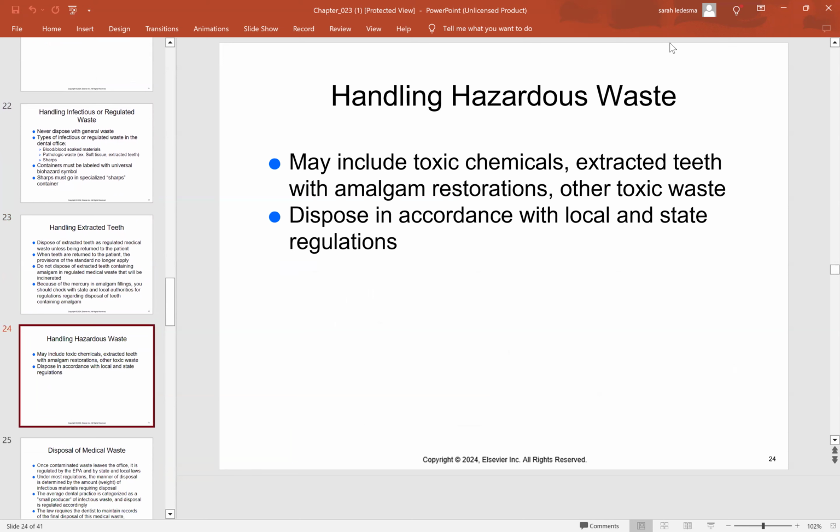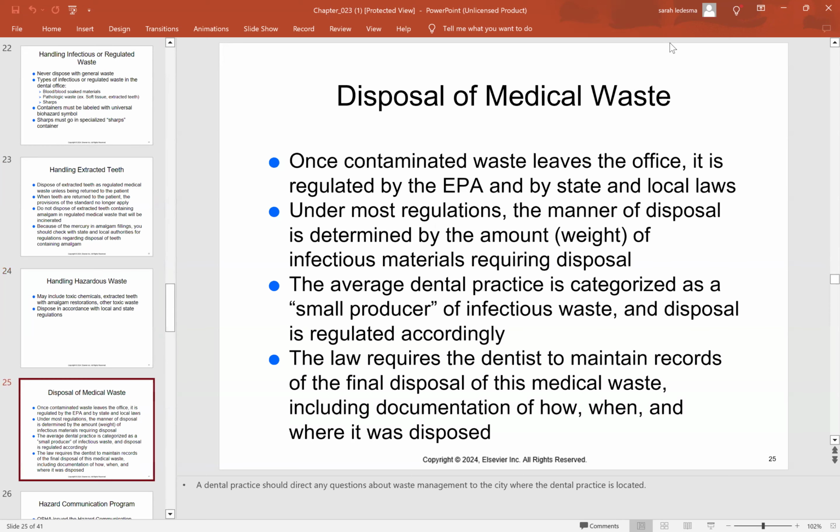Hazardous waste may include toxic chemicals, extracted teeth with amalgam restorations, or other toxic waste. We should dispose in accordance with the local and state regulations. Once contaminated waste leaves the office, it is regulated by the EPA and by state and local laws. Under most regulations, the manner of disposal is determined by the amount or the weight of infectious material requiring disposal. The average dental practice is categorized as a smaller producer of infectious waste, and disposal is regulated accordingly.